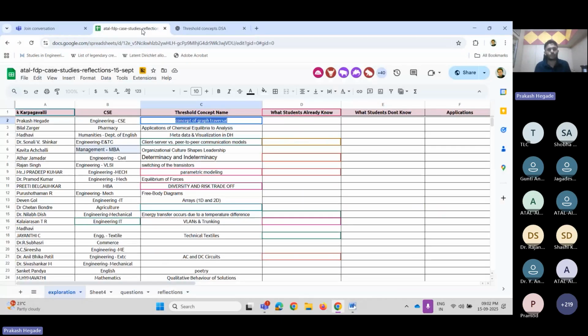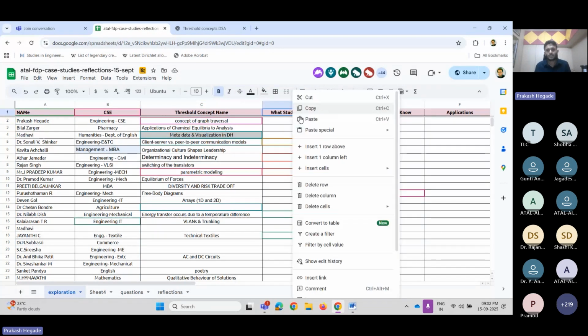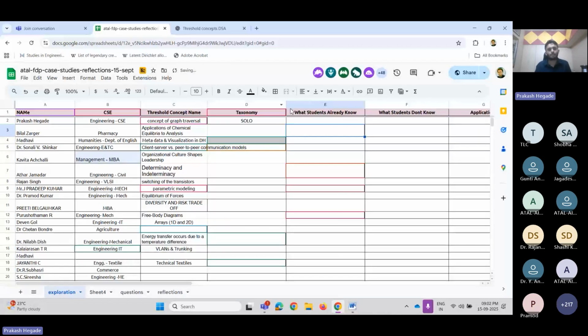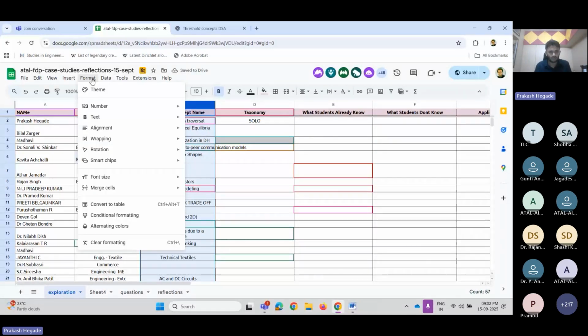So we'll go back now before we go in there. I'm going to insert one column to the left. And here we are going to add the taxonomy. I'm going to write here SOLO. So check out what you have. Please come back and add. I'm going to minimize this a little, making space. So write up the taxonomy which you got as a suggestion.